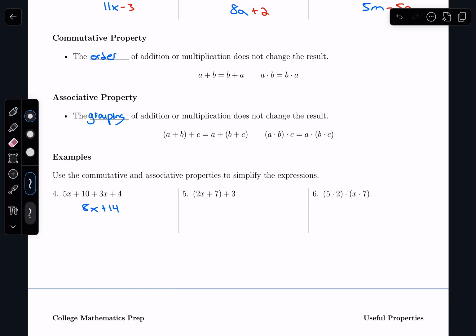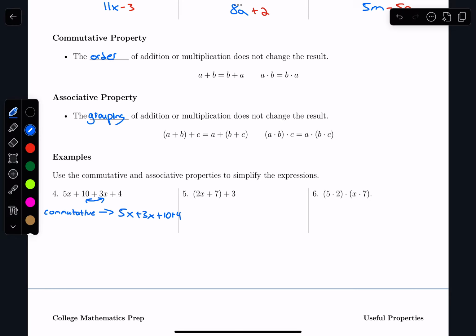But we have these properties, and I want to show you how to use them because I just used them without it even being shown at all. I kind of skipped straight to it. So let's see it written out. All right, first thing we're going to do is change the order of what's going on here. So we are going to use the commutative property to rewrite this, instead of 5x plus 10 plus 3x plus 4, we're going to switch the places of the 10 and the 3x. So we're going to rewrite it as 5x plus 3x plus 10 plus 4, where all I did was change the order there.